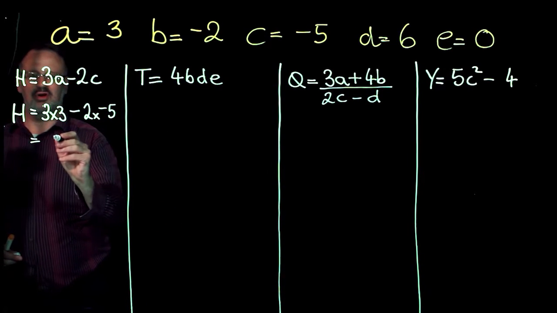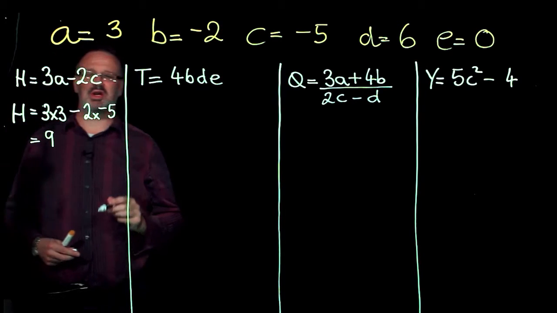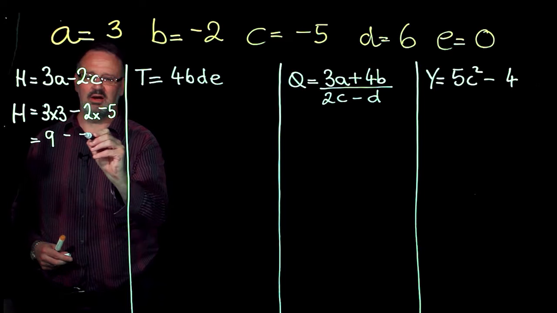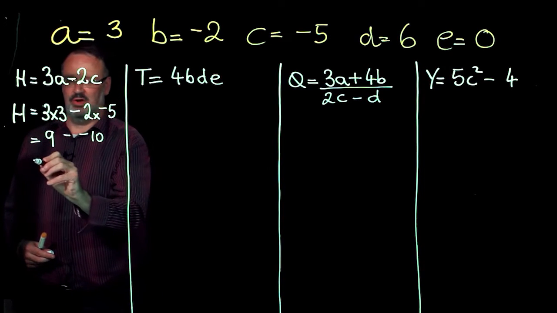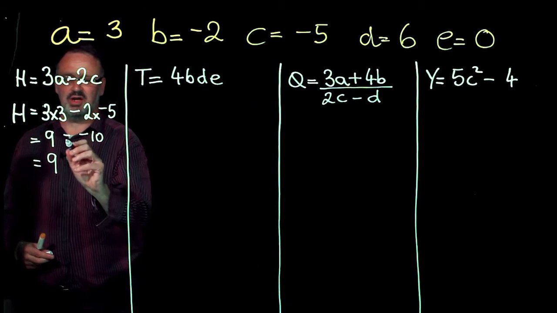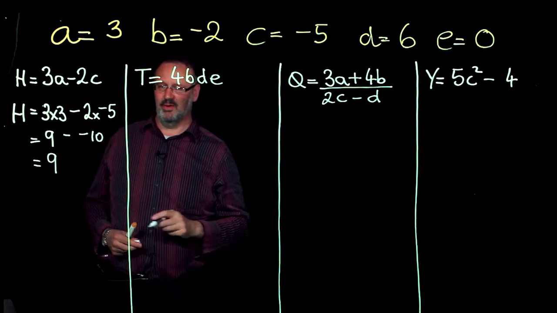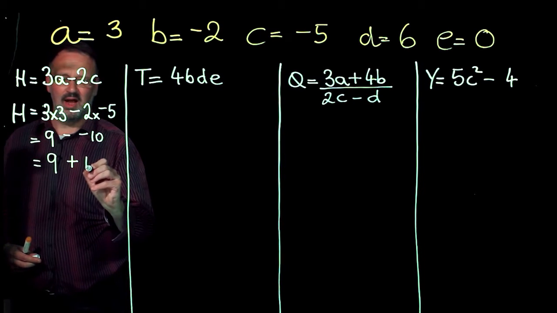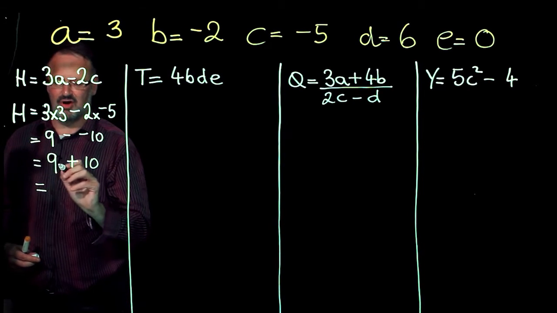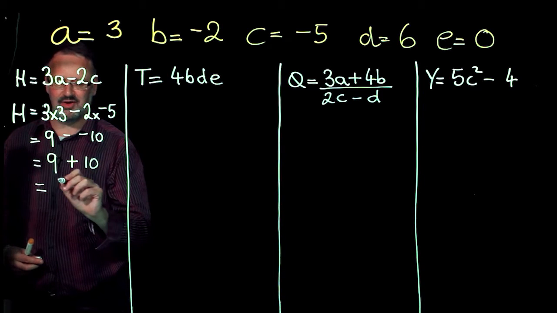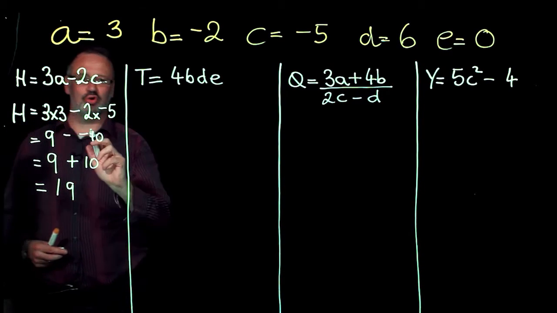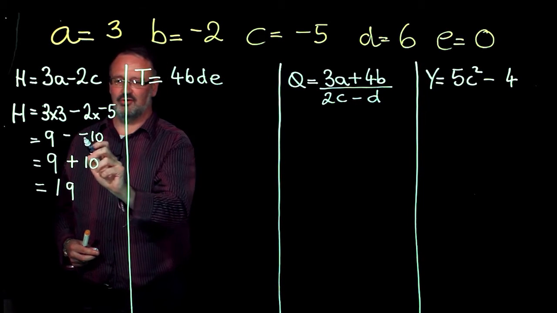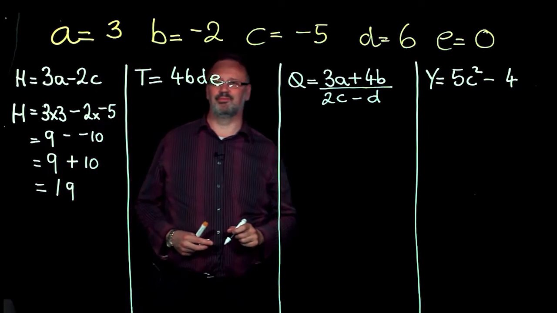So I have 3 times 3, which is 9. Take away 2 lots of -5s, that means take away -10, which will be 9 take away a negative number. Combining those two together gives me the result of adding 10. So 9 add 10, 9 plus 10 is 19. The caution of taking away negative quantities, here we have 2 negative signs together.